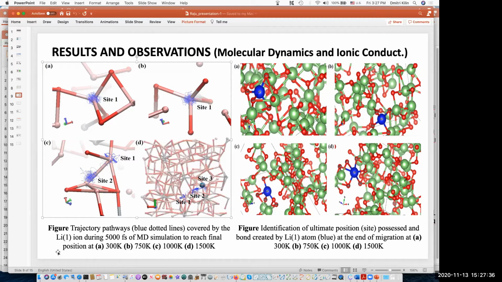But by default, this solid LLZO structure has 56 lithium atoms. So the vacant positions are already built in there. Does it make sense?